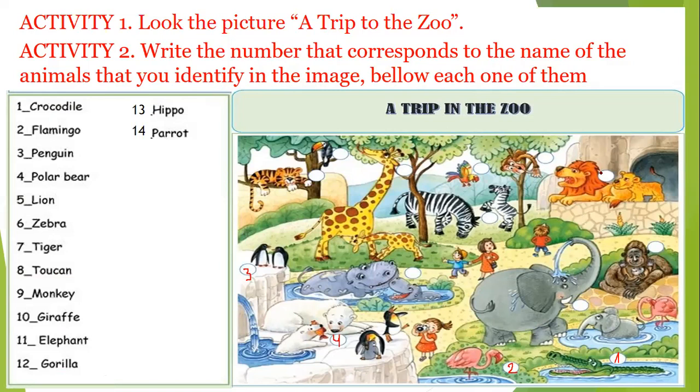lion, this is the lion, number 5, zebra, tiger, toucan, monkey, giraffe, elephant, number 11, gorilla, 12, hippo, 13, and parrot, number 14.